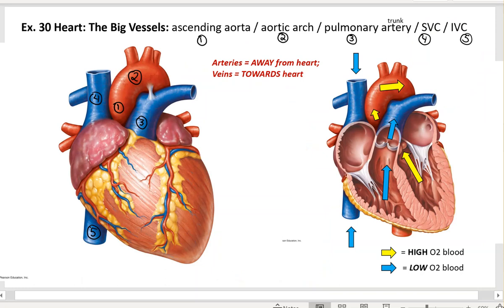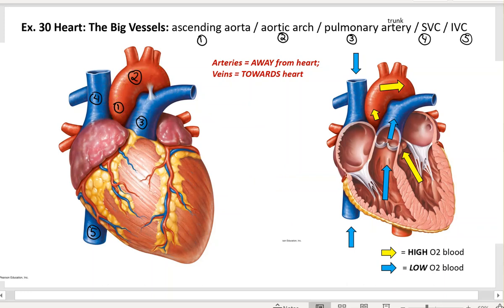So here are the big blood vessels that are exiting from the heart. And so the first one is the ascending aorta. And so we can see the ascending aorta right there. So right after you leave the aortic semilunar valve, the blood's gonna go into the ascending aorta, slam shut the valve, then it's gonna go into the aortic arch, and then it will go out the descending aorta to the body.